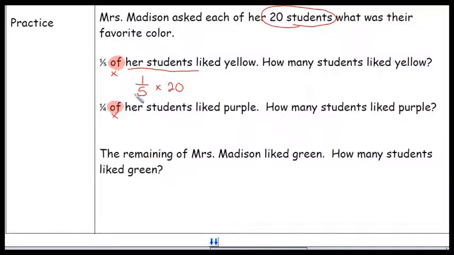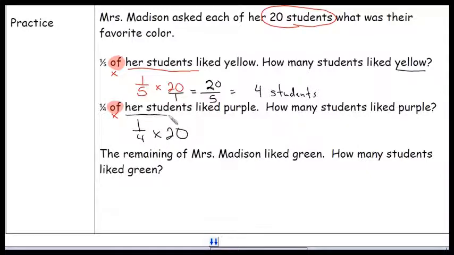Now remember, you cannot multiply a fraction times a whole number, so you have to place a whole number over a 1 to make it an improper fraction. Then you can go ahead and multiply top times top will give you 20, and bottom times bottom, 5 times 1 will give you 5. So you have 20 divided by 5, which equals 4. So 4 of her students like yellow. Okay. Now this one is the same thing. 1/4 of her students. You have to multiply times 20 because her number of students is still 20. So you multiply that one out and tell me how many students like purple.